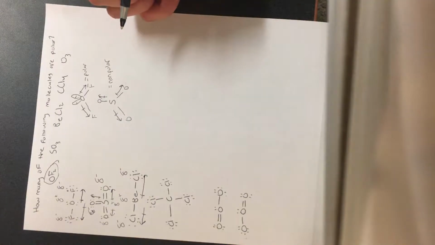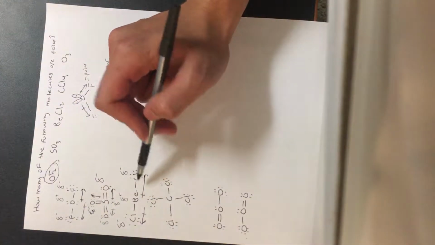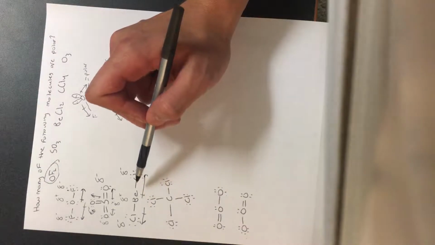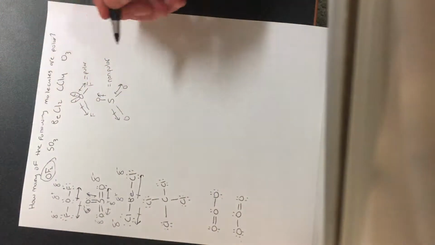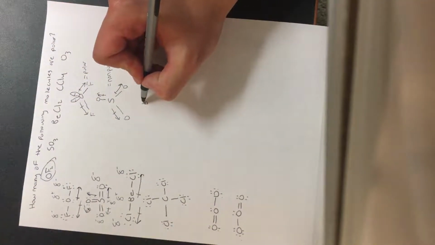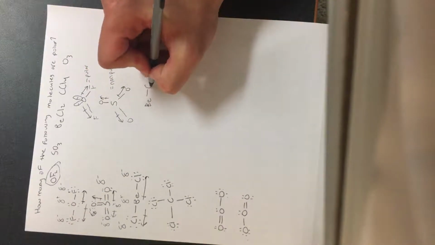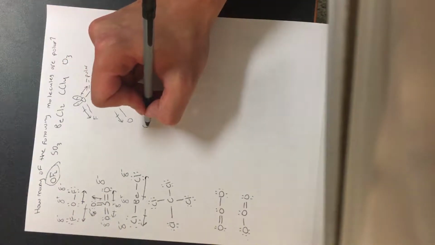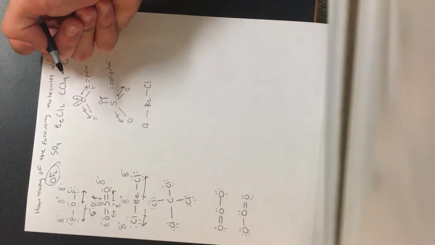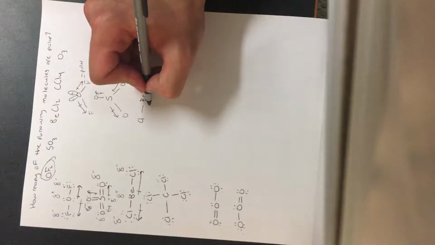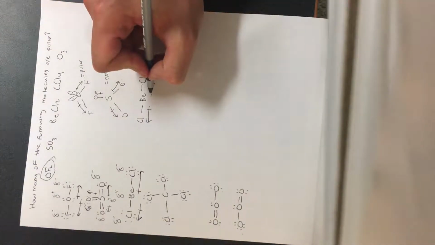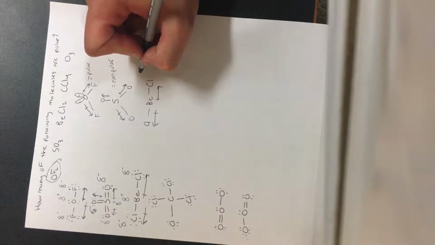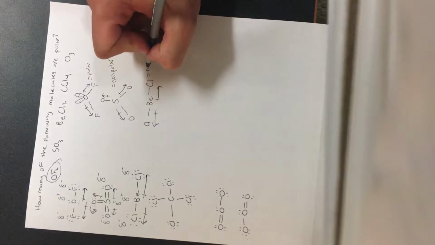And so this molecule only has two domains, so it will be linear. So we can draw it just like this. Now, drawing our dipoles, it's quite clear that they cancel out perfectly. Therefore, this molecule will be nonpolar.